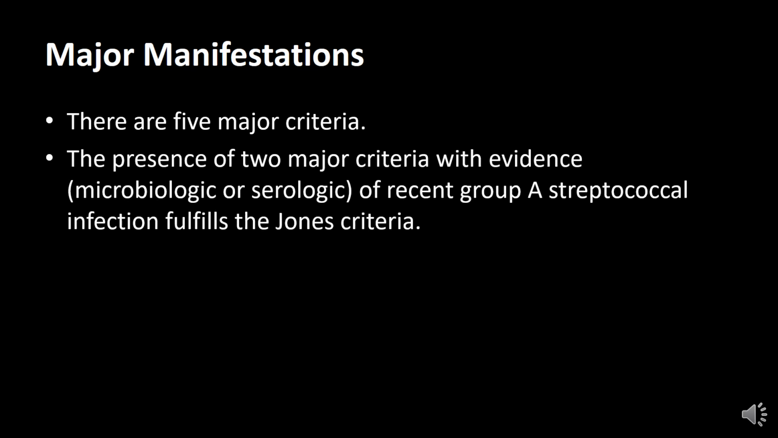So, what are the major manifestations? They are 5 in number. And the presence of two major criteria, like we have already said, with evidence of recent streptococcal infection fulfills the Jones criteria, and therefore this kind of child should be diagnosed as having acute rheumatic fever. Remember that for you to say you have evidence, either you have done serology for streptococcus bacteria, or you have cultured the organism.